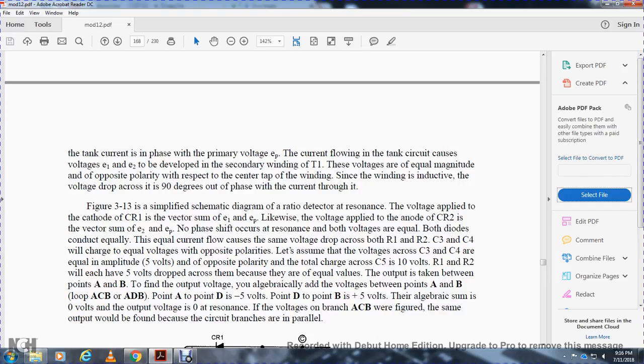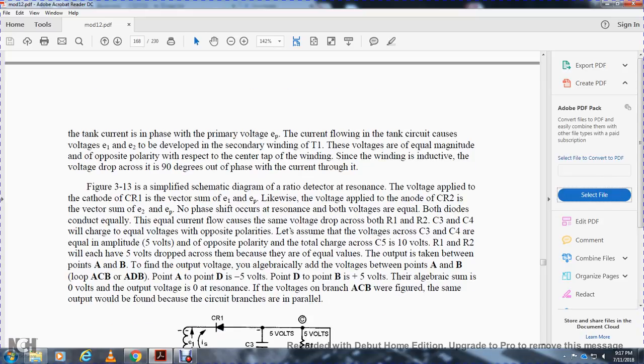This causes the same voltage drop across resistor 1, resistor 2, and capacitors 3 and 4, which have equal voltages of opposite polarities. Let's assume that the voltages across capacitors 3 and 4 are equal in amplitude, 5 volts of opposite polarity. The total charge across capacitor 5 is 10 volts. Resistor 1 and resistor 2 each drop 5 volts because of their equal values. The output is taken between points A and B. To find the output voltage, add the voltages algebraically between A and B along the loop ADB: point A to point D is negative 5 volts, and point D to B is positive 5 volts. The algebraic sum of these is 0 volts, so the output voltage is 0 at resonance. The voltage on the branch ACB will give the same output between A and B because the circuit branches are parallel.